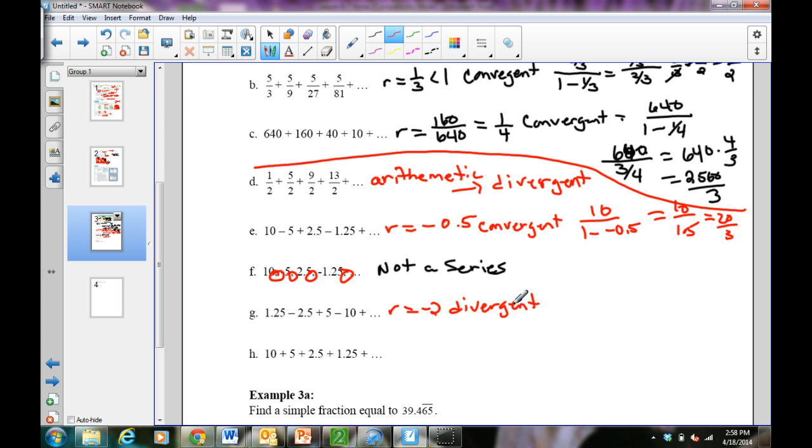How about H? Yes, it is. Or 1/2. So it's convergent, yep. Right. Yep, 10 over 0.5, which equals 20. When did we do G? Real quick, because we found that you're actually multiplying by -2 there. So -2 is outside of our -1 to 1. And so it's divergent.